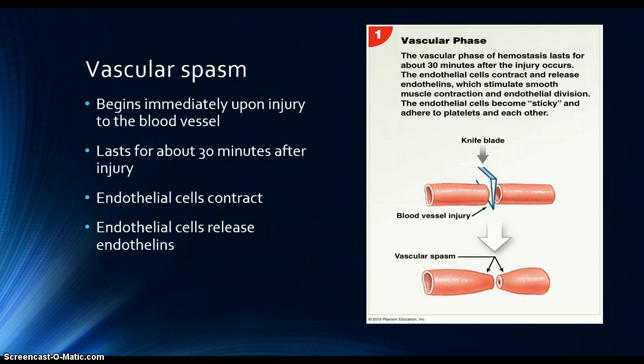At the same time, the endothelial cells are releasing endothelins, which cause the cells to become sticky. When they are sticky, they will adhere to platelets as well as to each other. If they stick together, there's a good chance that we can reduce the amount of blood loss again. Now, while I'm talking about each of these phases individually and making it sound like first we get vascular spasm, then we get platelet action, and so on, in reality, these are all happening at the same time.